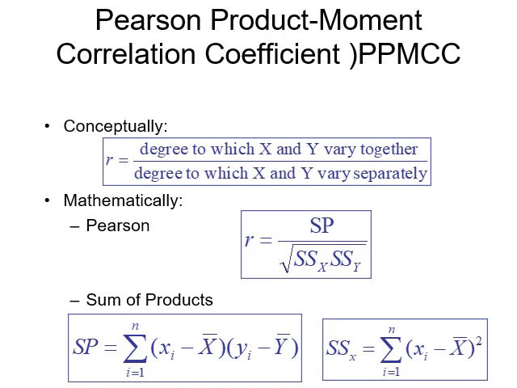So now that we spent a little bit of time on the history of the Pearson product moment correlation coefficient, or the Edgeworth product moment correlation coefficient, the PPMCC, let's get to everyone's next favorite subject outside of history, and that is math. So conceptually, what a correlation is the degree to which x and y vary together divided by the degree to which x and y vary separately.